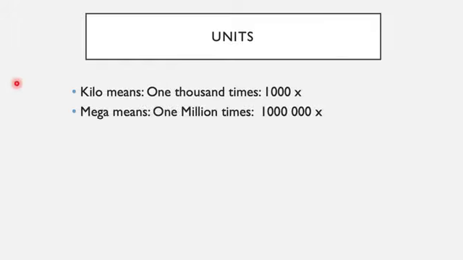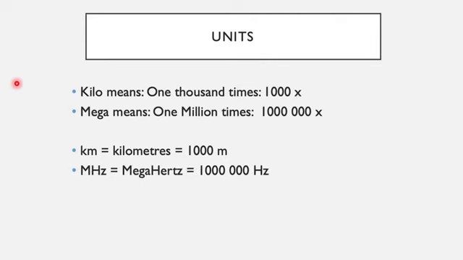Right, to make it a little bit more difficult at GCSE, you might have to look at some different types of units. So a kilo means 1,000 times something. So you might get kilometers or kilohertz. That'd be 1,000 meters or 1,000 hertz. Mega means a million. So if you've got a capital M in front of it, mega, then you times it by a million. So kilometers, km, would be 1,000 meters. Megahertz would be a million hertz.